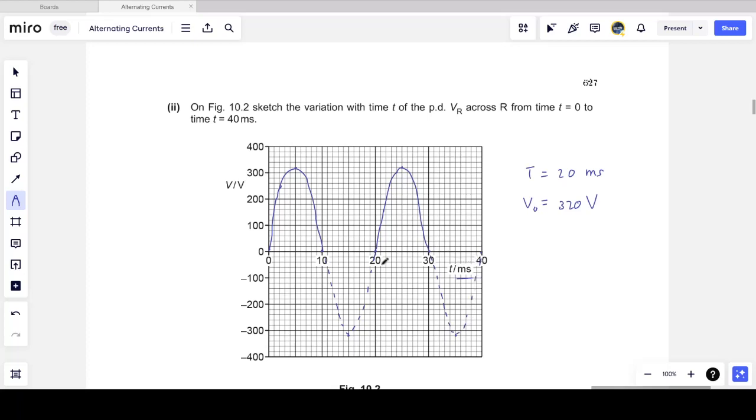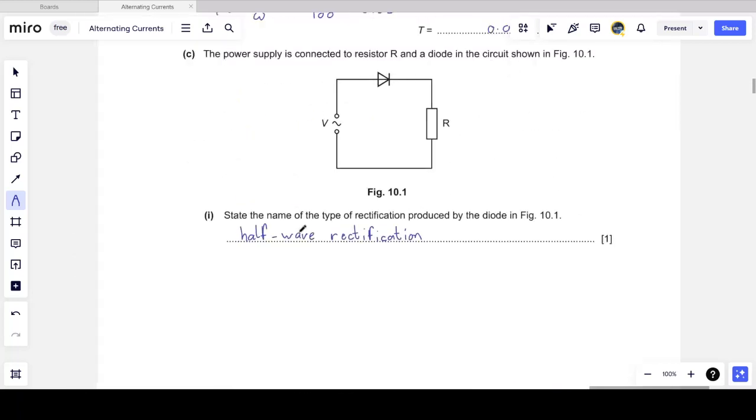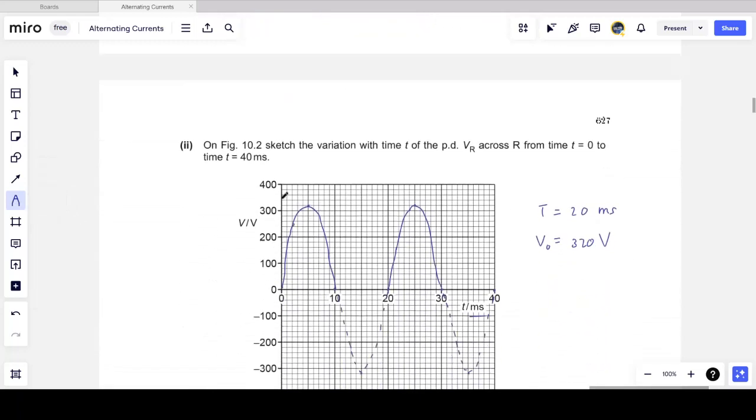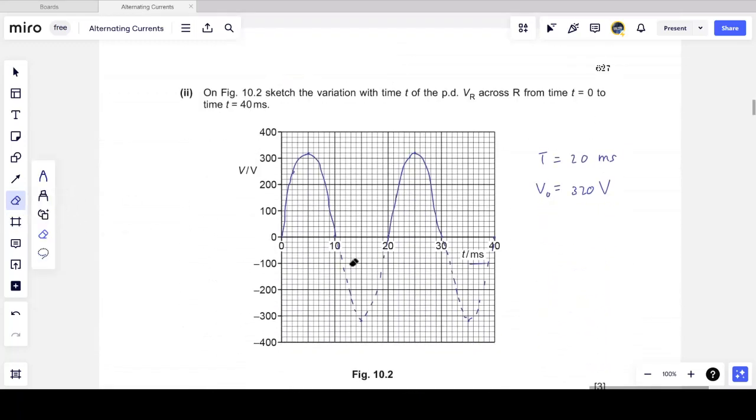Now you're probably wondering why I've drawn dotted lines. Remember, I have a diode here. So positive current is allowed, but negative current is not allowed. So current is allowed in one direction, so potential difference can also be only in one direction. So every half cycle is being erased. This is why we call it half wave rectification.